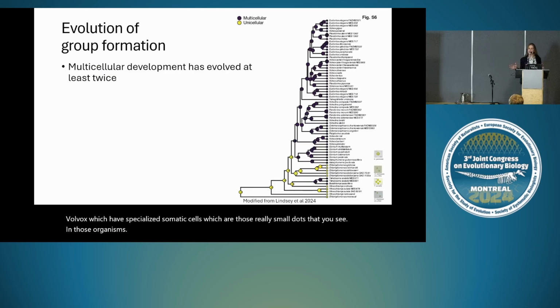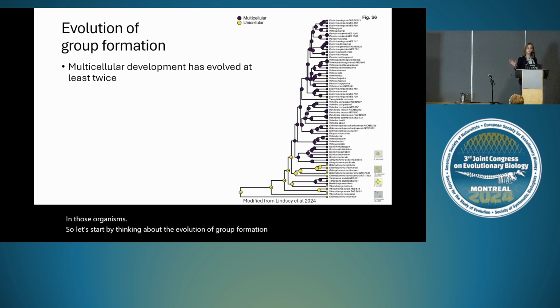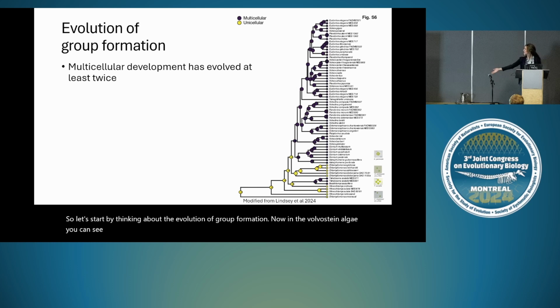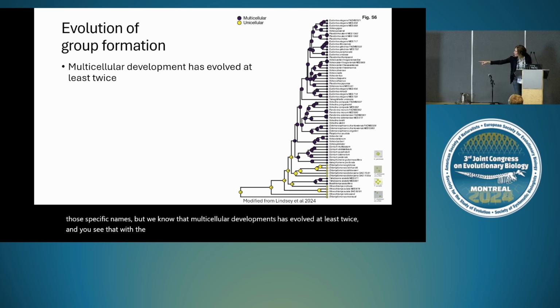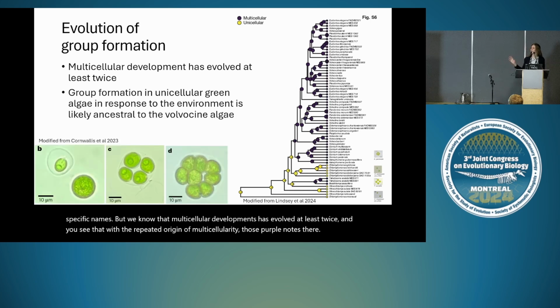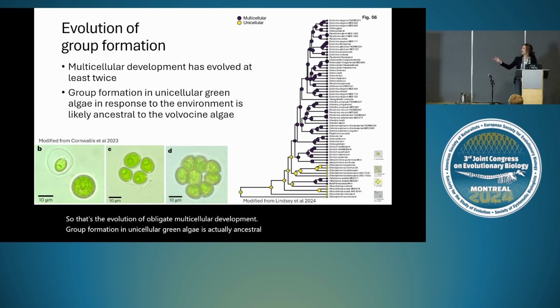So let's start by thinking about the evolution of group formation. Now, in the Volvocine algae, you can see this phylogeny of the algae on the right. You don't need to worry about those specific names. But we know that multicellular development has evolved at least twice. And you see that with the repeated origin of multicellularity, those purple nodes there. But that's the evolution of obligate multicellular development. Group formation in unicellular green algae is actually ancestral to the Volvocine algae.